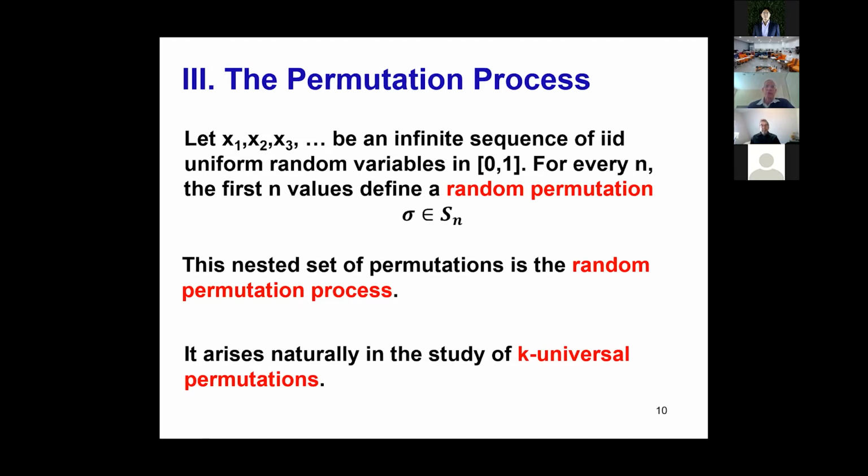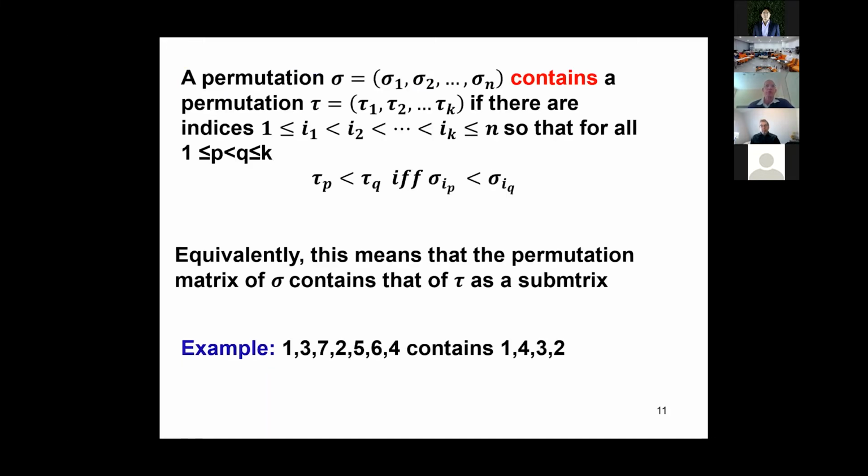And as is the case for graphs, one place in which it arises naturally is the study of k-universal permutations. So let me tell you something about this. There are some interesting problems there that are still open. So we say that a permutation of n elements, so this is sigma, think about n as big and k as small. So sigma is a permutation of n, and tau is a permutation of k elements. And we say that sigma contains tau if there are k indices, i1 less than i2 and so on less than ik, so that the order between the tau j's is exactly the order between the sigma i j's.